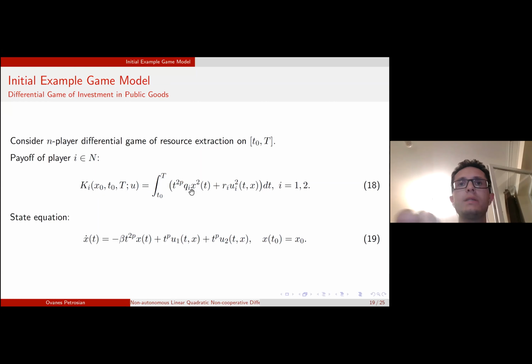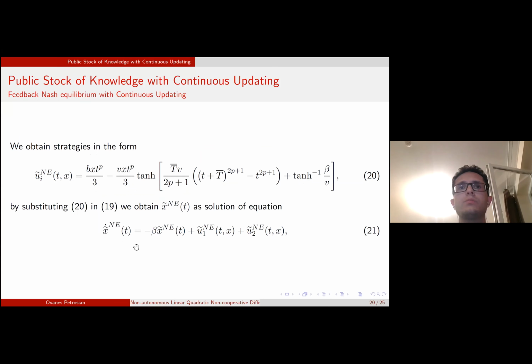You can see that we have the parameters or functions which represent the non-autonomous case. And here you see T, this kind of functions. So let's move on.